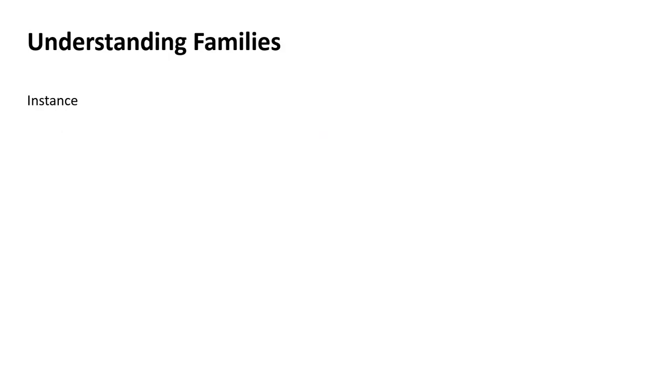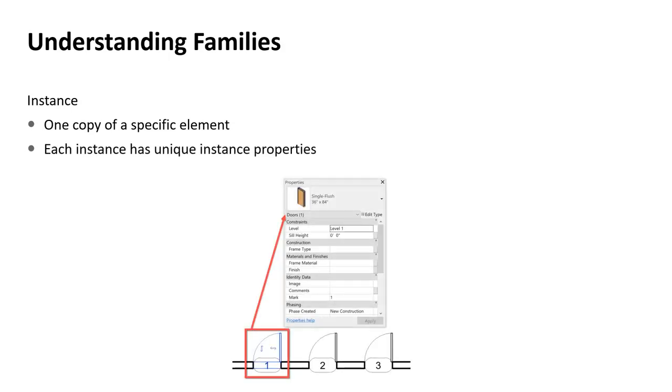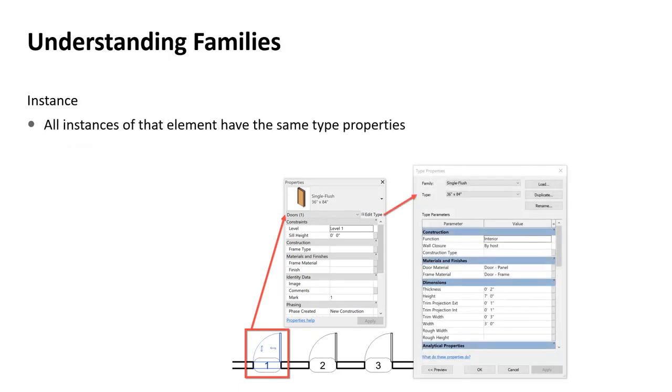When you place an element such as a door into a Revit model, you create an instance of that element. In other words, if you place 20 36-inch by 84-inch single flush doors in a model, each is simply an instance of that specific type of door. Each instance would have its own unique instance properties, such as its door number or sill height, but all would share the same type properties, such as the size.